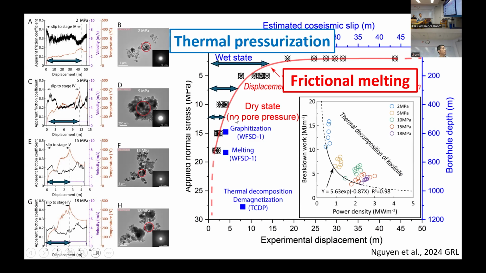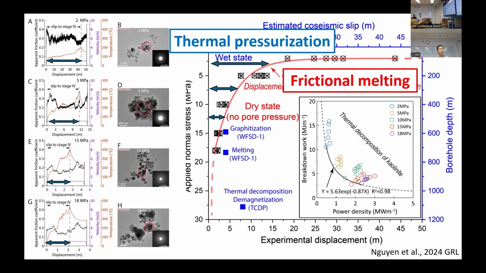So we plot everything. We realize that if you want to trigger thermal decomposition or frictional melting, low normal stress is not preferred to trigger those things because the power density is very low. This kind of finding can explain why we cannot obtain frictional melting evidence in the outcrop, even though you shear for 10 meters. Are these experiments done at the same speed? Yes. Okay.